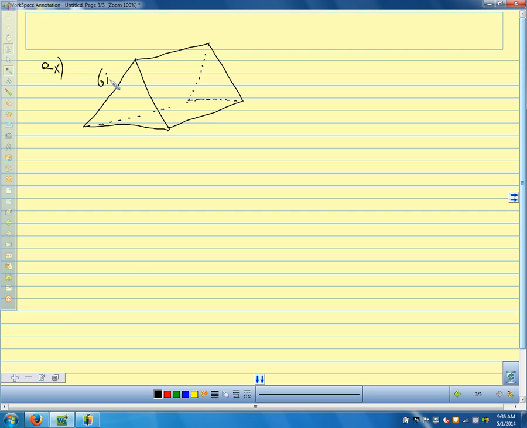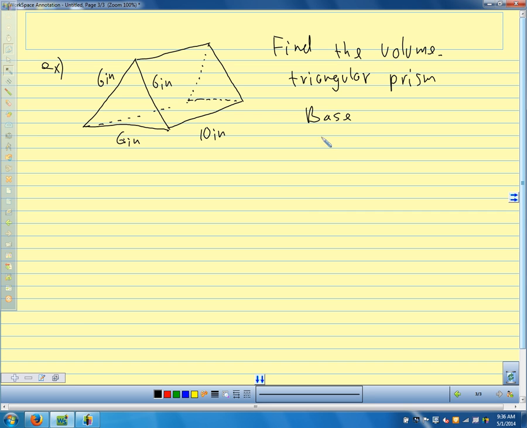So we have 6 inches, 6 inches, 6 inches, and 10 inches. And we want to find the volume. All right, so what kind of shape do we have? Triangular prism. Our base is a triangle. Let's draw a picture of the base. So here's my base.